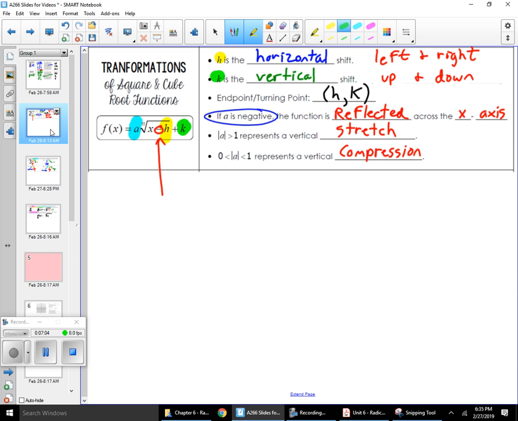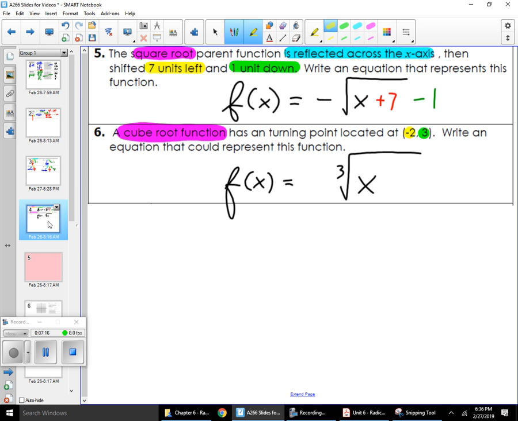If we go back to our big table, h and k give us our turning point or end point if we're dealing with square roots. So while it doesn't seem like they gave us quite as much information as example 5, they gave us enough.